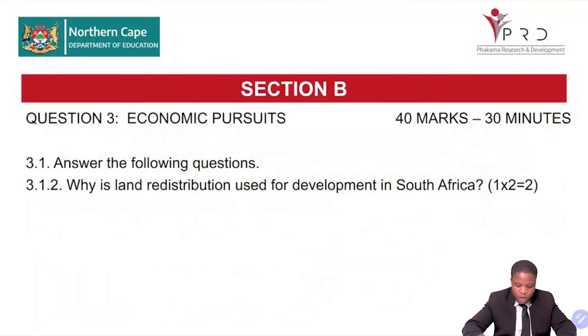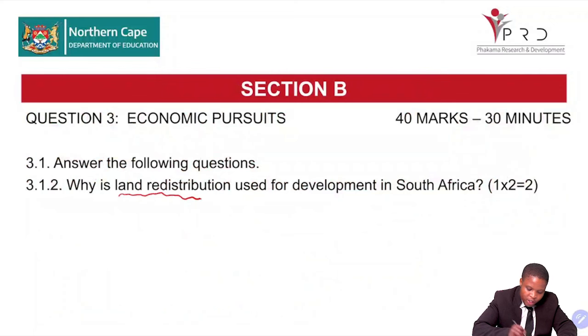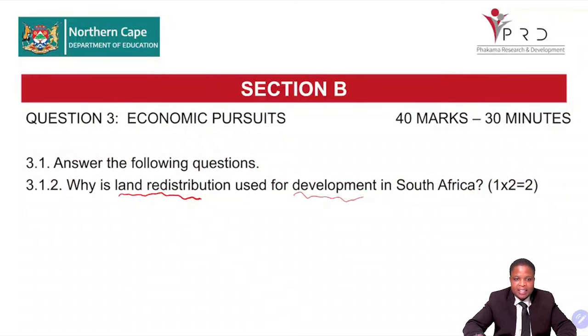Question 3, it's only your economic pursuit. Question 3.1.2, why is land redistribution used for development in South Africa? So you need to understand what is land redistribution. So you have land restitution, and then you have land redistribution. Restitution is taking it back to those who were previously disadvantaged, and we have land redistribution. Why is it used for development in South Africa? So for us to have more development, why are we using land redistribution as one of the redress measures? Right, you'll be given 2 minutes to discuss this one. Then we look at your teaching guideline.